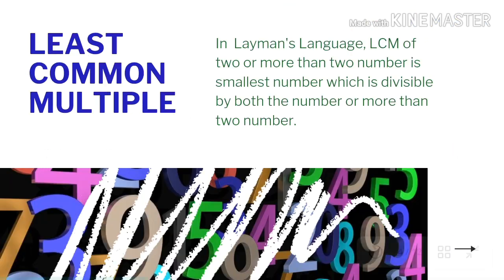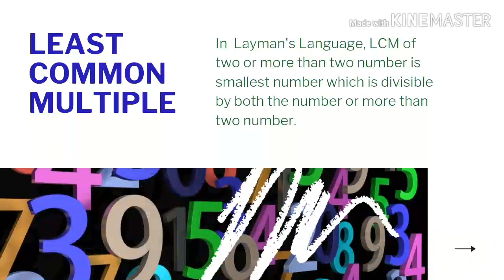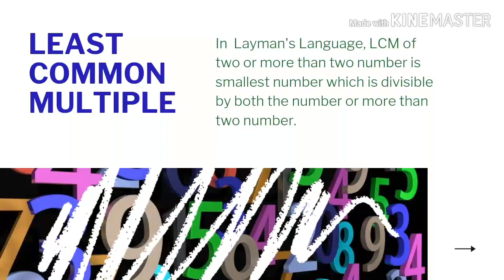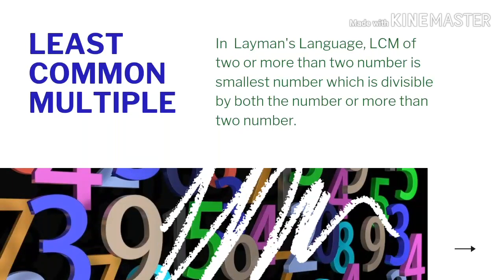In layman language, the LCM of 2 or more numbers is the smallest number which is divisible by both the numbers or more than 2 numbers.